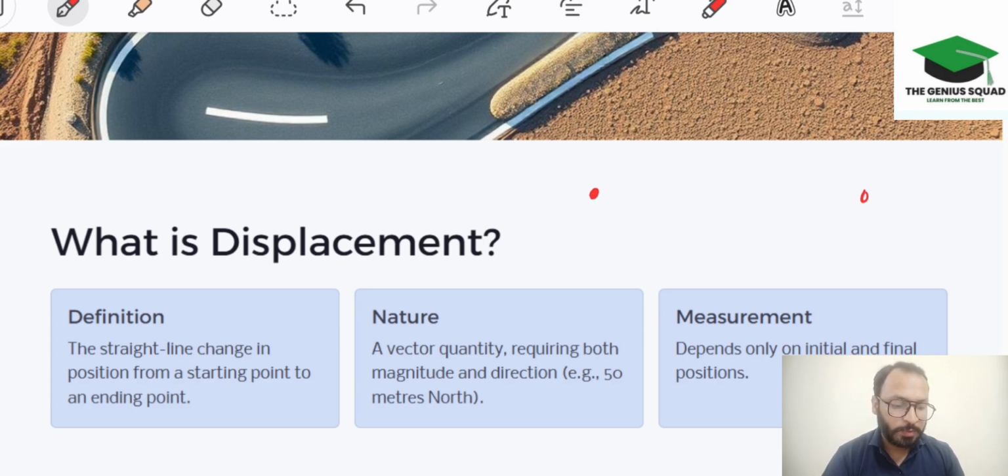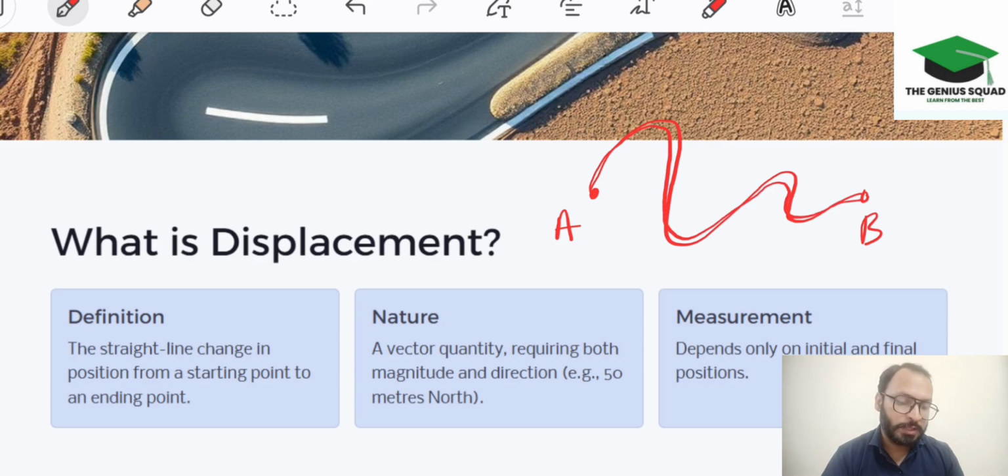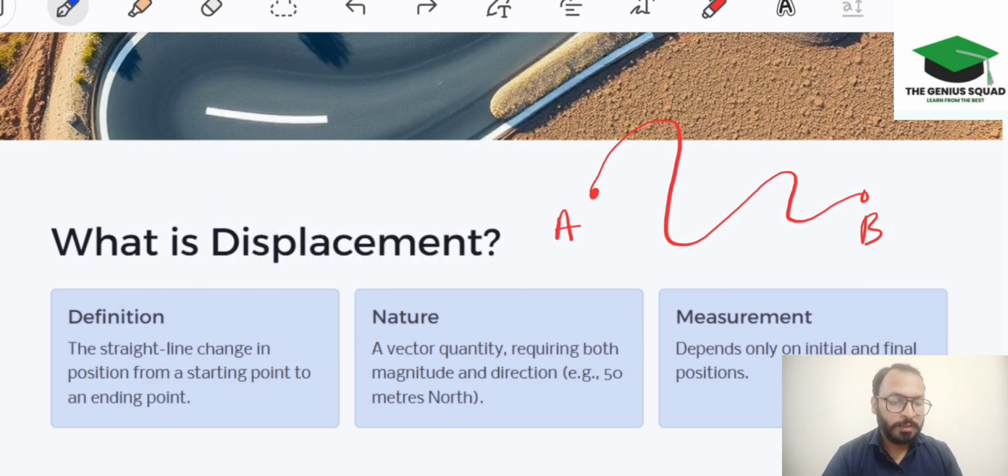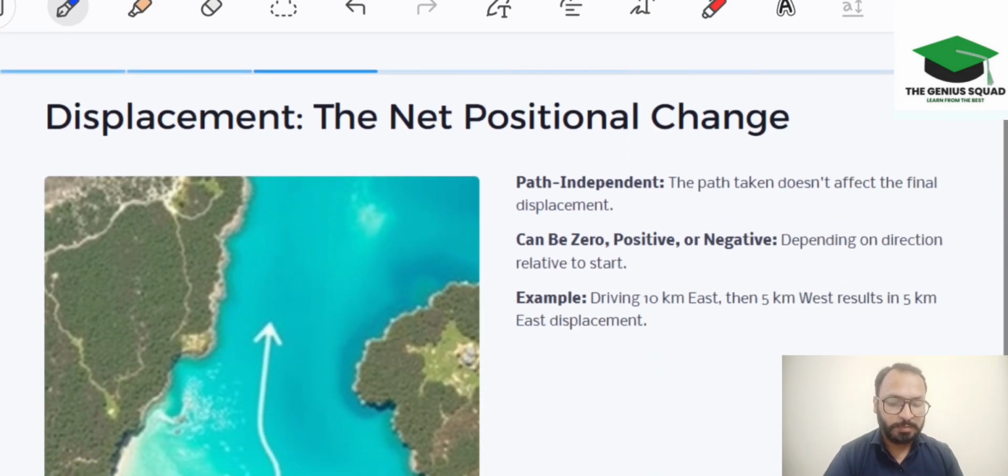Let's take an example. This is point A, this is point B. Let's say that you have to go from point A to point B with this path. The distance will be the path traveled, and the turns and all these things will be included in the distance. But if you have to find the displacement, what will it be? It will be the shortest path, that is this path between point A and point B. So this will be your displacement. This is the basic difference between distance and displacement.